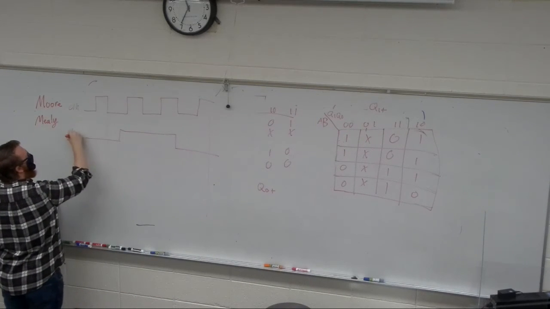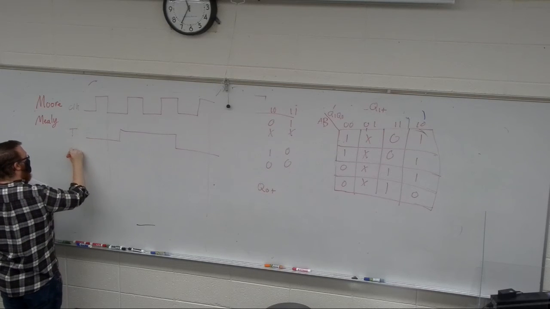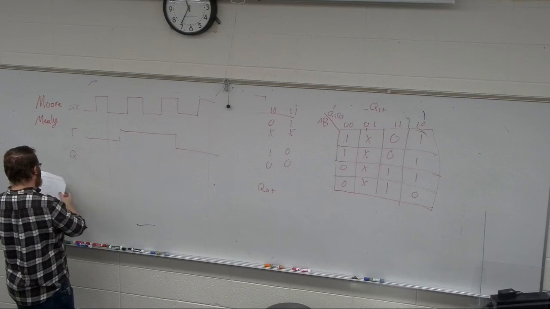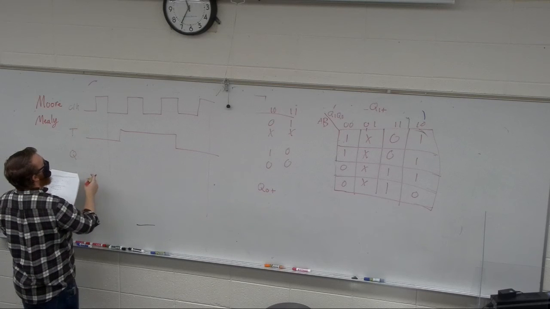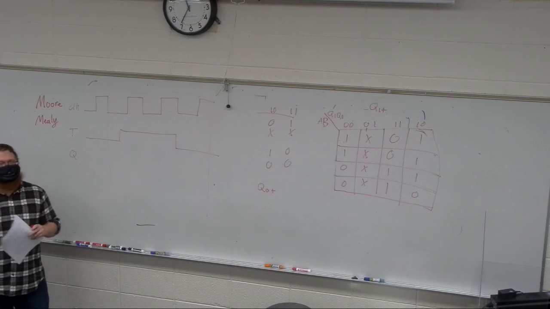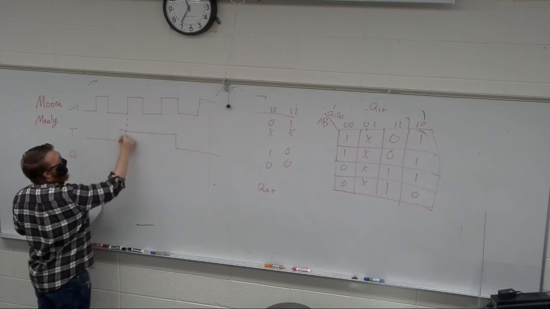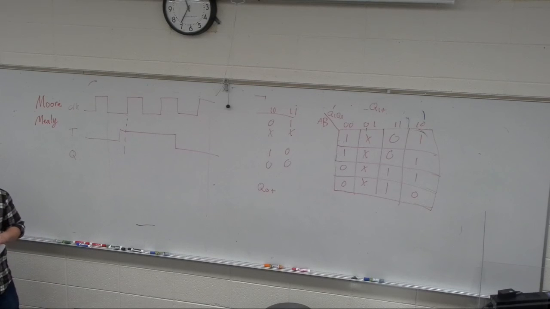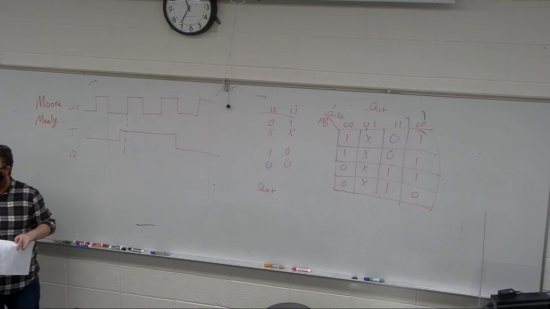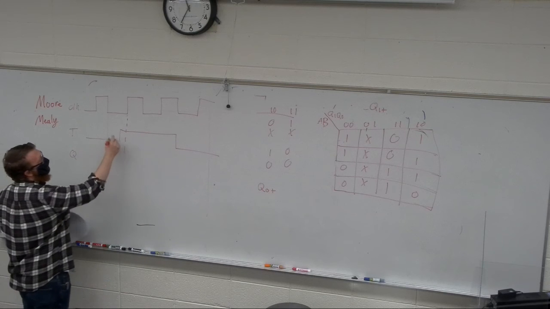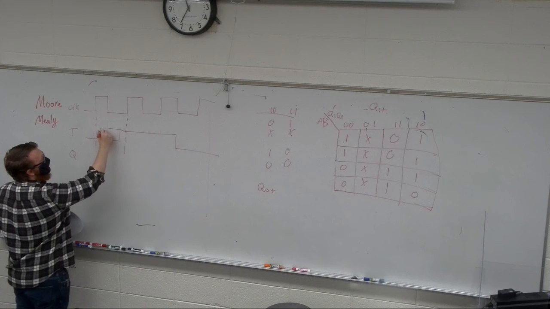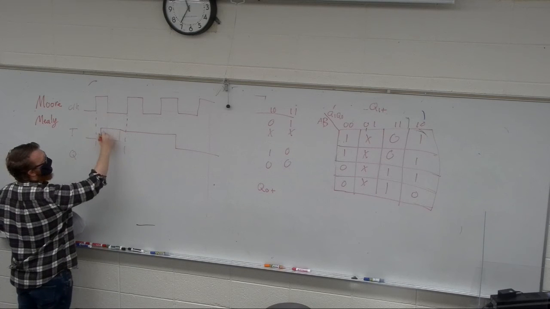Clock, T. So now on the problem, the T went up as the clock went down. Doesn't matter, as long as this rising edge happens while toggle is true. So this could happen anywhere in this region.